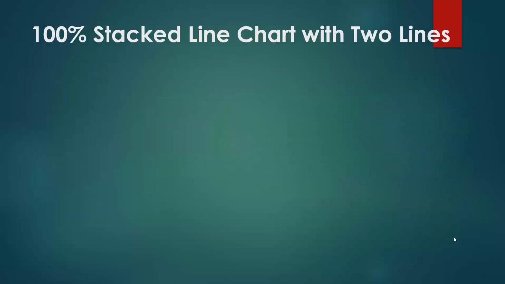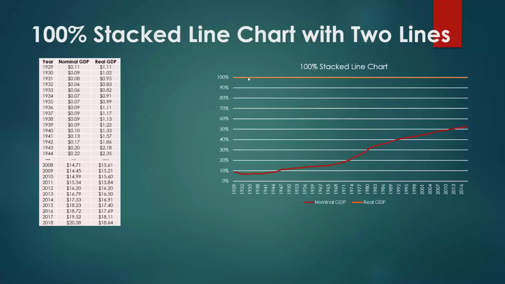And then we can have 100% stacked line chart with two lines. So this is 100%. So in a 100% line chart, you can see the proportion of the two variables here. So for example, if you look at 2018, the last value, now you don't see 2018 here because the years are going in jumps of 3, but this is the 2018 value. So this is 20.58, and this much is 18.64, which is a little bit less than 50% of the total.